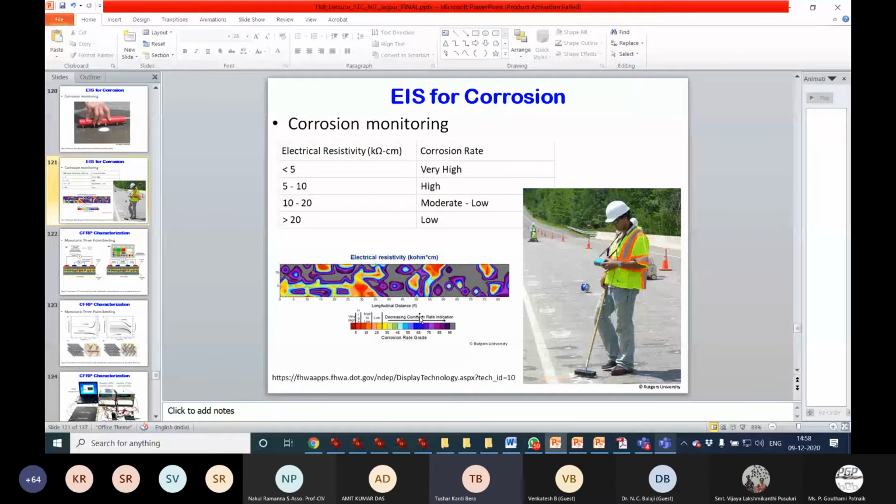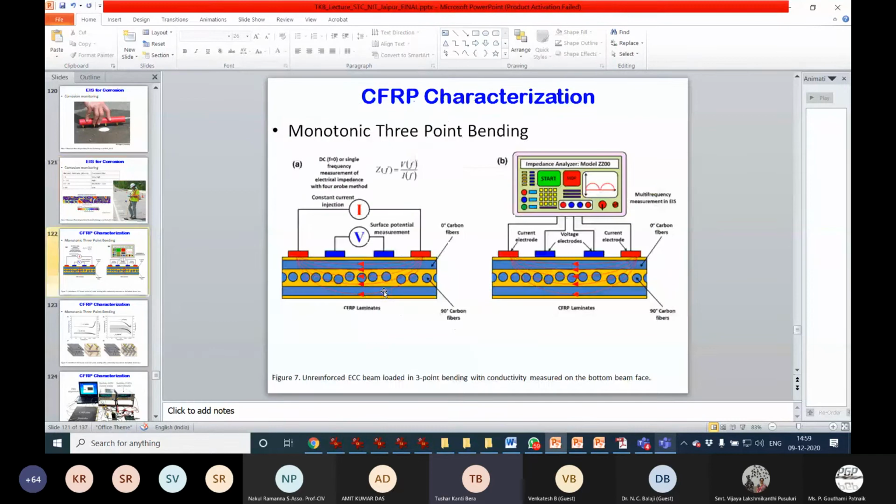That type of plot is taken by electrical resistance tomography or electrical impedance tomography, where you can see that the more red color means it is highly corrosive, and going in the opposite direction, the color bar tells us there is less corrosion. So we can understand where the corrosion has been created.